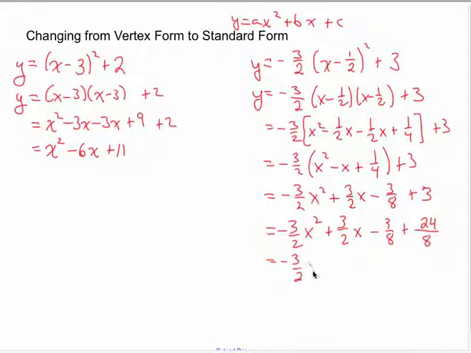And now I can simplify to the end. So negative 3 plus 24 is plus 21/8. There, I'm in standard form. A, B, C. A, B, C. And I'm all done. There you go. Vertex form into standard form is a lot faster and easier if you're really good at your expansion.